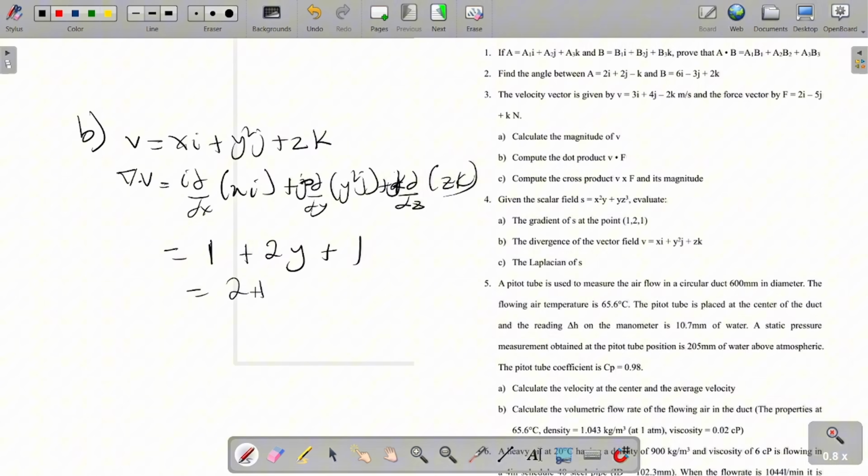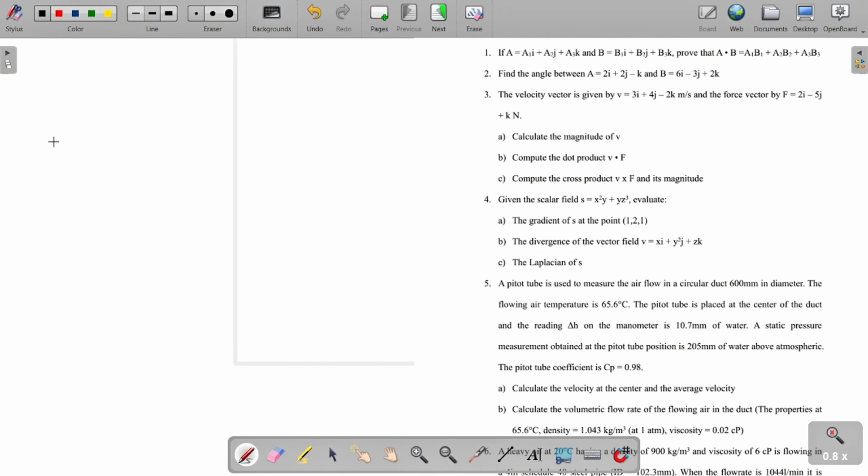So I'll have 2 plus 2y, right? So that gives me the divergence of the vector field. And for part C, they've asked me to also calculate the Laplacian of the scalar field. The Laplacian is just like the gradient, just that you do it twice. You get it? So you differentiate twice, so it's like del squared over del x squared.